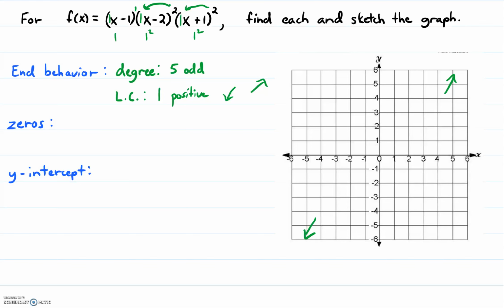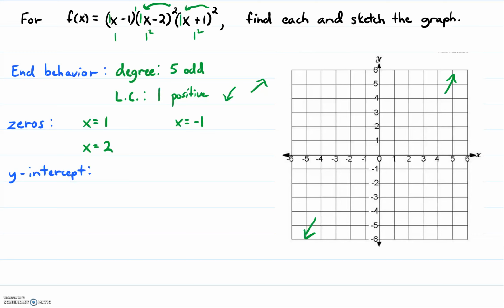We may have to change where those arrows are, but that's just an indication of what's going on overall at this point. So the next thing we can use to help us sketch this graph is we can find the zeros. Now the zeros are just found by setting each of our factors equal to 0. And so if we set x minus 1 equal to 0, that's going to give us x equals 1. If we set x minus 2 equal to 0, that's going to give us x equals 2. And if we set x plus 1 equal to 0, that's going to give us x equals negative 1.